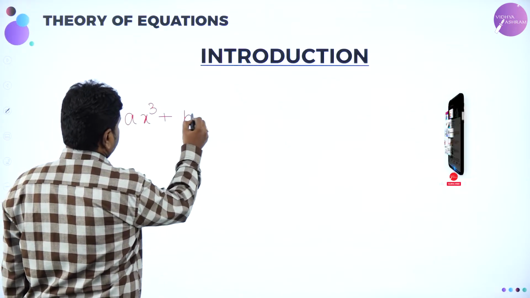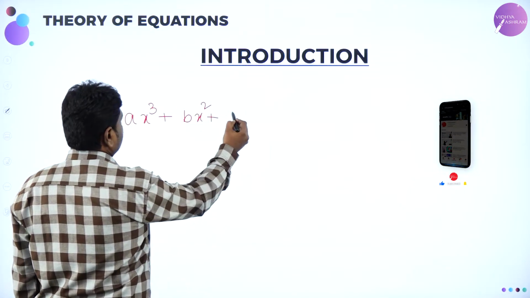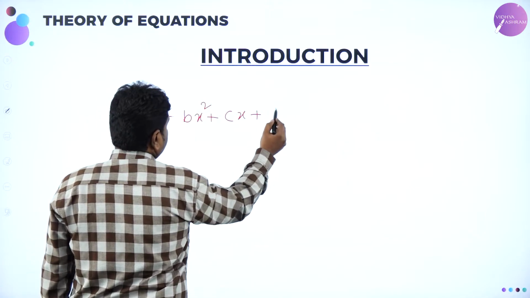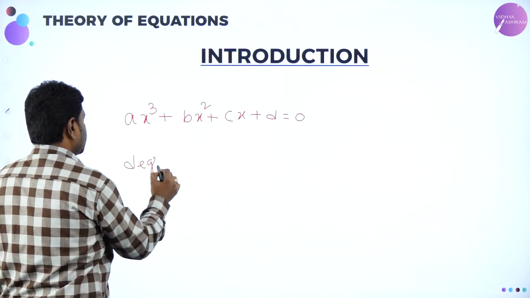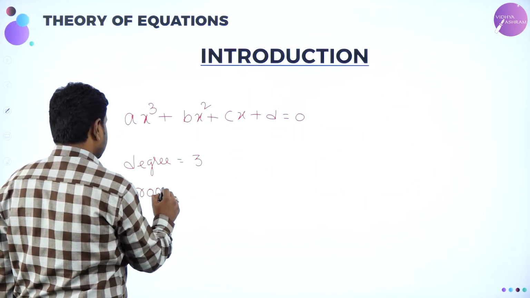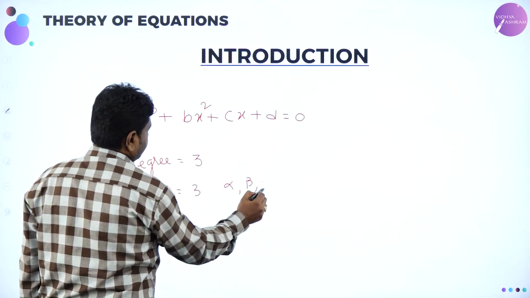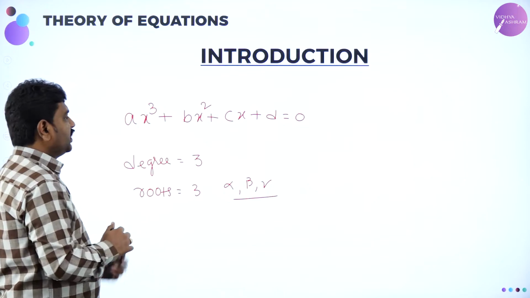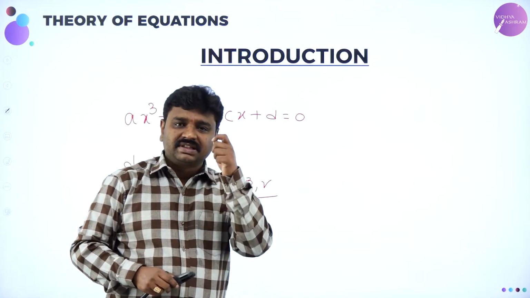A cubic equation means an equation of the form ax cube plus bx square plus cx plus d is equal to 0. Means the degree is what? 3. So a cubic equation will have degree 3, and you will have 3 roots. We say them as alpha, beta and gamma. So this is a brief. The degree is 3, so for cubic equations we'll have a new technique to solve, that is synthetic division.